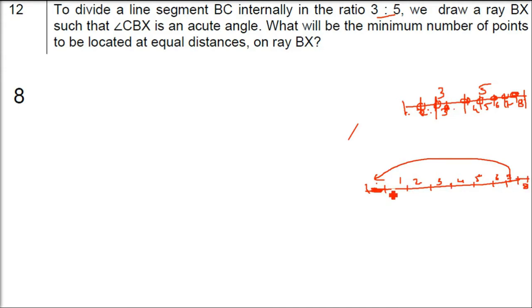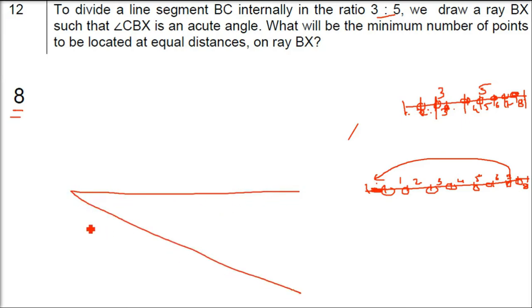But here, if you don't even remember, just remember that 3:5 means total is 8 number of points we need. This also you can go like this. So 8 points you are going to see. So how do we do this? I'll just give you an example. So we have to divide it into 3:5.